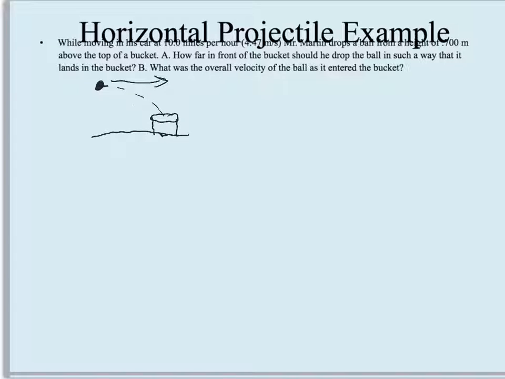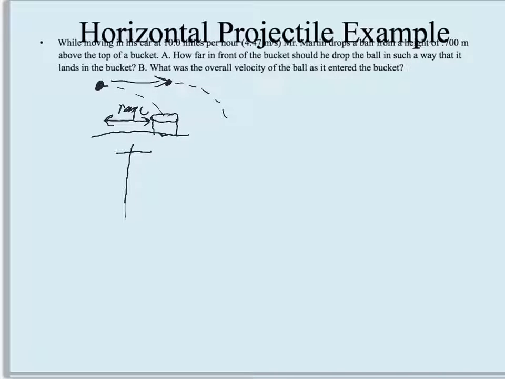So obviously I can't let go of it here, because if I do that, it's going to land over here. So what we're trying to do is figure out how far away, in other words, the range. What's the range going to be? When do I need to let it go so that it travels, whatever that range is, to fall right into the bucket?